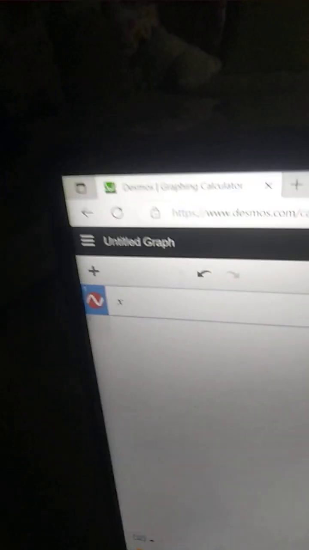Okay, it's fun. It's a graphing calculator, and I've already put in X. So what do you do? The graphing calculator, but in a website. So first of all, this is X.